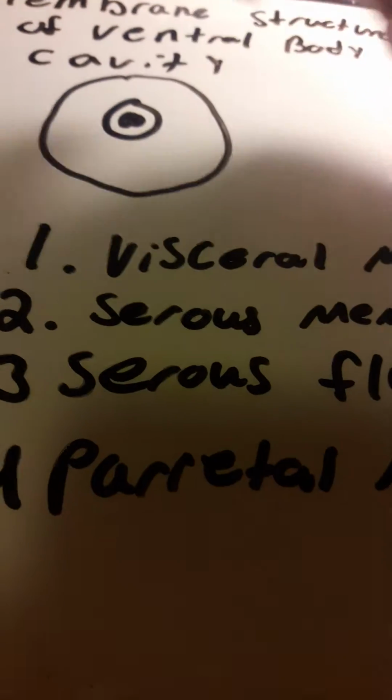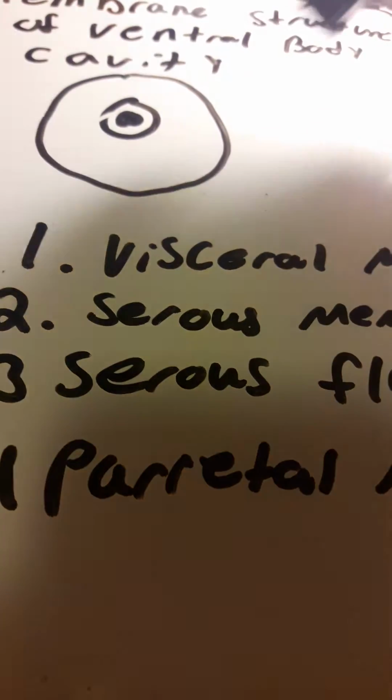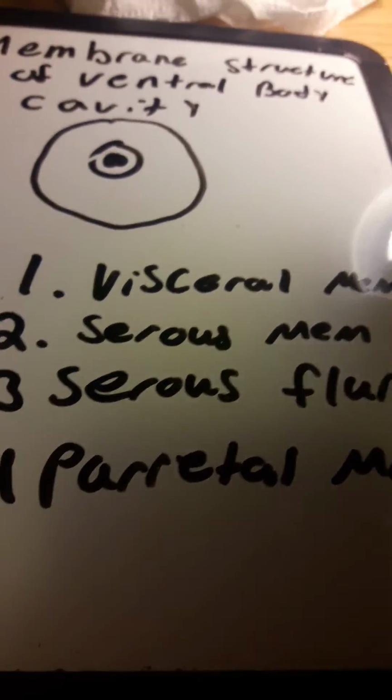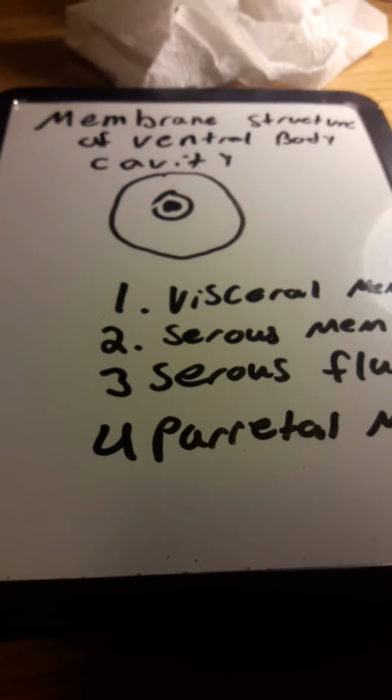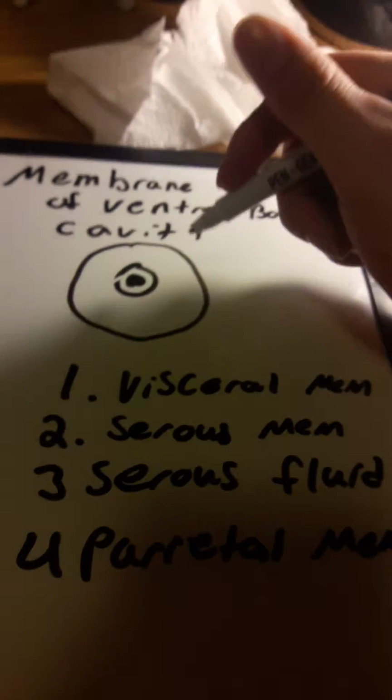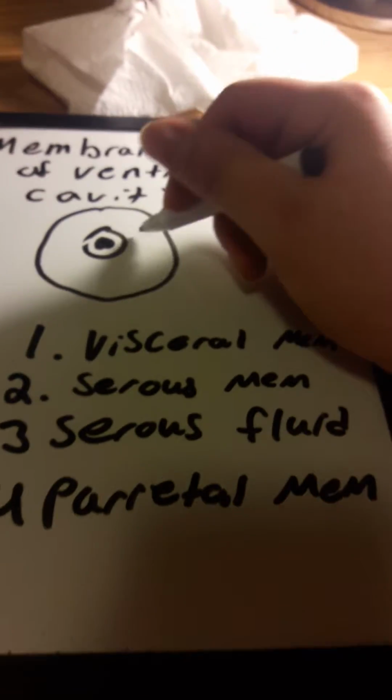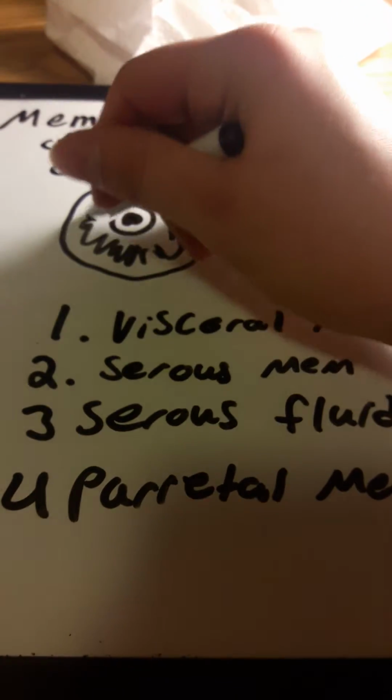And then basically this whole white is going to be the serous membrane. Hold on, I'm trying to take my pen off so I can draw in. Okay, so that white is going to be the serous membrane. Then we have our serous fluid, kind of like that was right there.